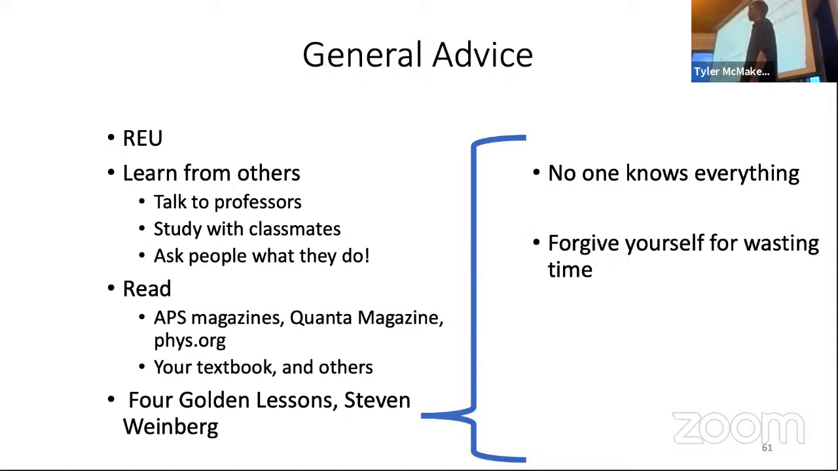Importantly, forgive yourself for wasting time. If people knew what the correct answers were, they wouldn't need you, right? So you're going to possibly work on something for quite a long time and realize it doesn't work. And you just have to understand that's part of the scientific process. If people knew what worked, then you wouldn't have a job. Okay. So don't be afraid to try something new.